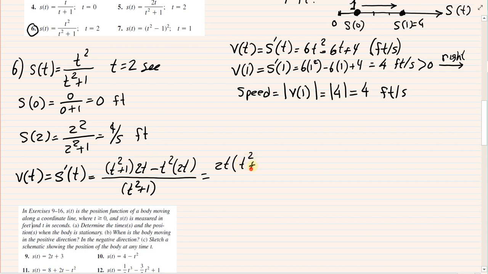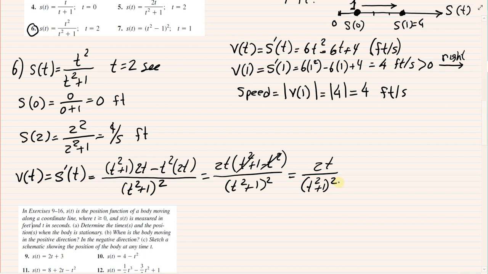So this will give me a factor 2t from the top. I get t squared plus 1 minus t squared, divided by t squared plus 1. Oh, and I got to square the denominator, right? And there you go, squared. The numerator, we got opposites, so this is going to be 2t over t squared plus 1 squared. Okay, so that's going to be the velocity at any given time.